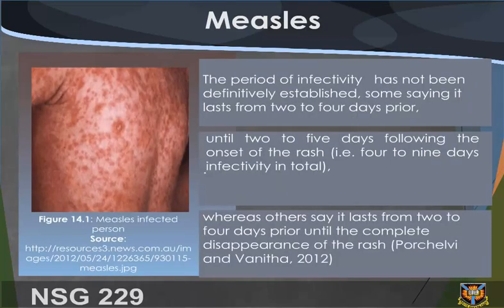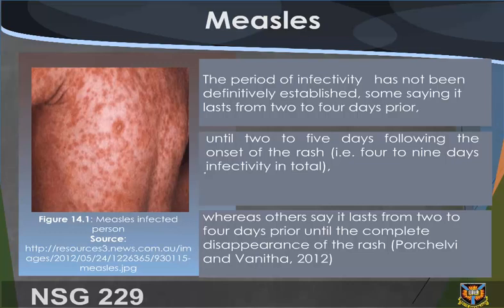The period of infectivity has not been definitely established, some saying it lasts from 2 to 4 days prior until 2 to 5 days following the onset of the rash, that is, 4 to 9 days infectivity in total, whereas others say it lasts from 2 to 4 days prior until the complete disappearance of the rash.